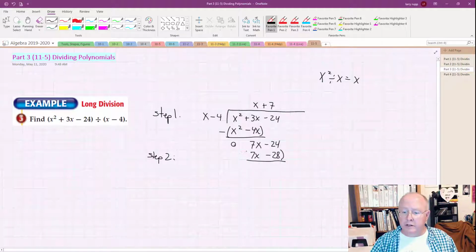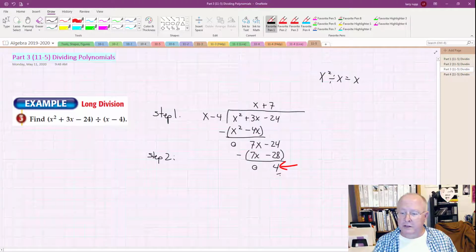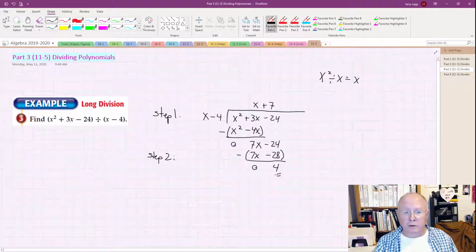Now you have to subtract this as a binomial. So 7x minus 7x is 0, and negative 24 minus negative 28 is negative 24 plus 28, which gives you a positive 4. Okay? So just like in long division, this is a remainder because x can't go into 4, right? 4 is a constant. There are no x's in this term right here. So we have a remainder.